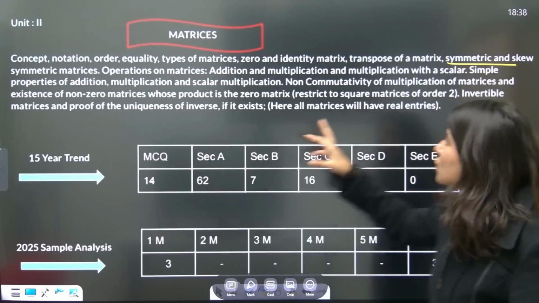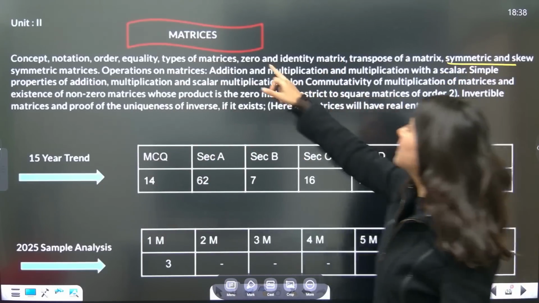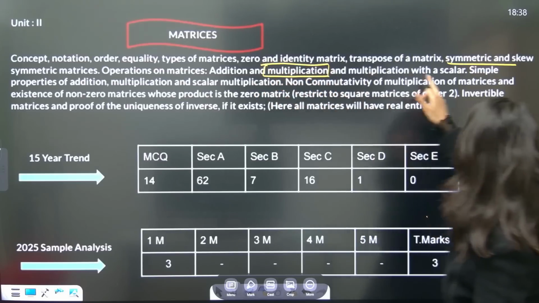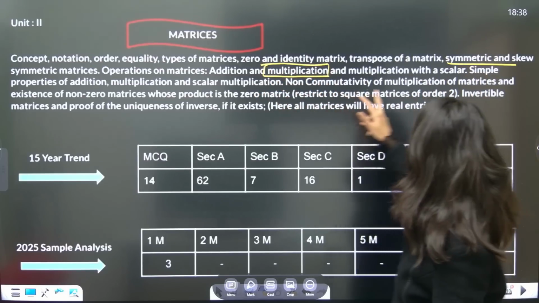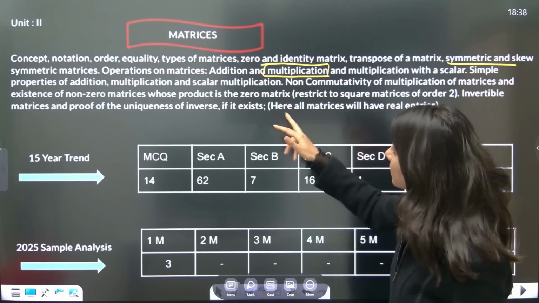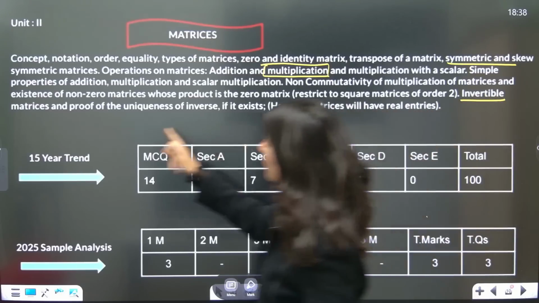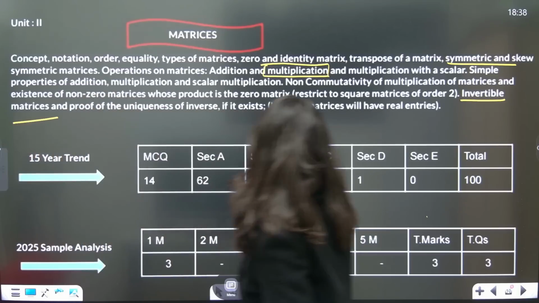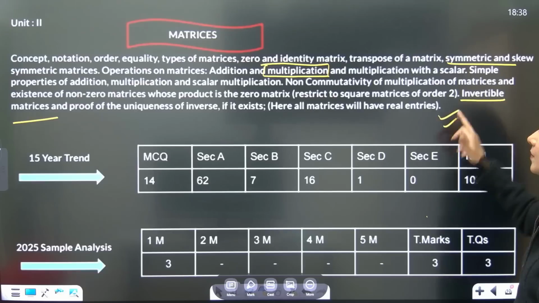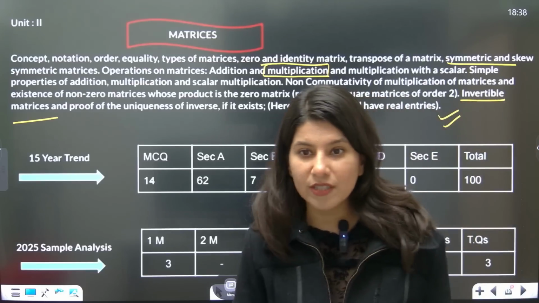Operations, basic operations of the matrix, multiplication of matrix is again important, right? Then if I talk about invertible matrices, okay, invertible matrix and inverse of a matrix is something which is important from this chapter.